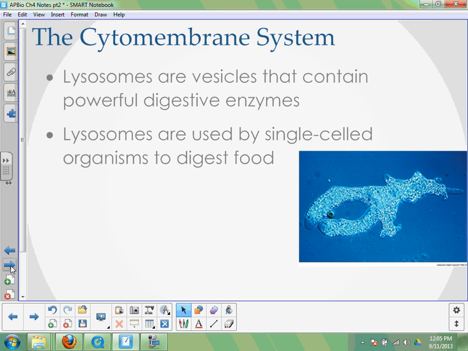Yes, single-celled organisms like this amoeba here, the amoeba is wrapping a couple pseudopods around another cell, making a food vacuole inside the amoeba, and that food vacuole then will merge with some lysosomes to digest the food, and the amoeba can get its food that way. However, it's not just single-celled organisms. There are some multi-celled organisms where individual cells may also use their lysosomes for digestion.